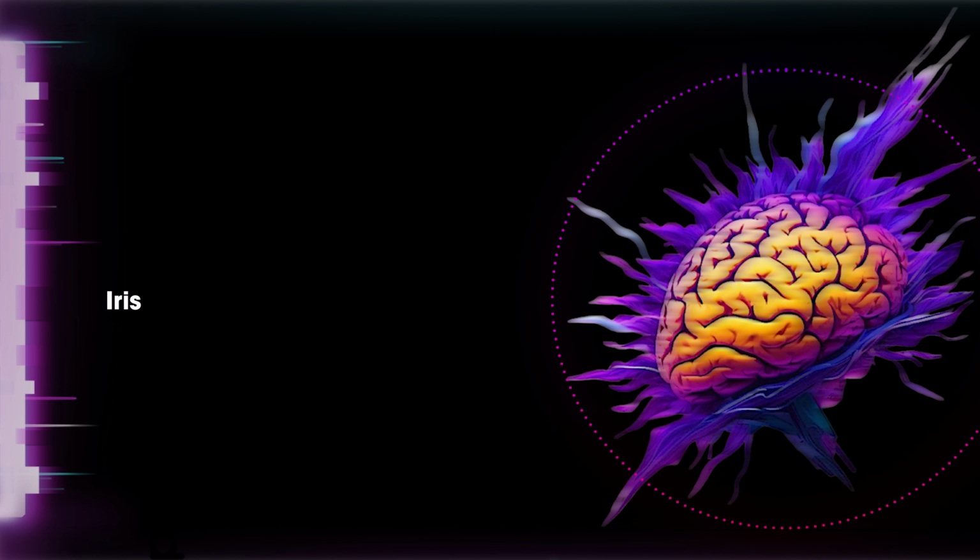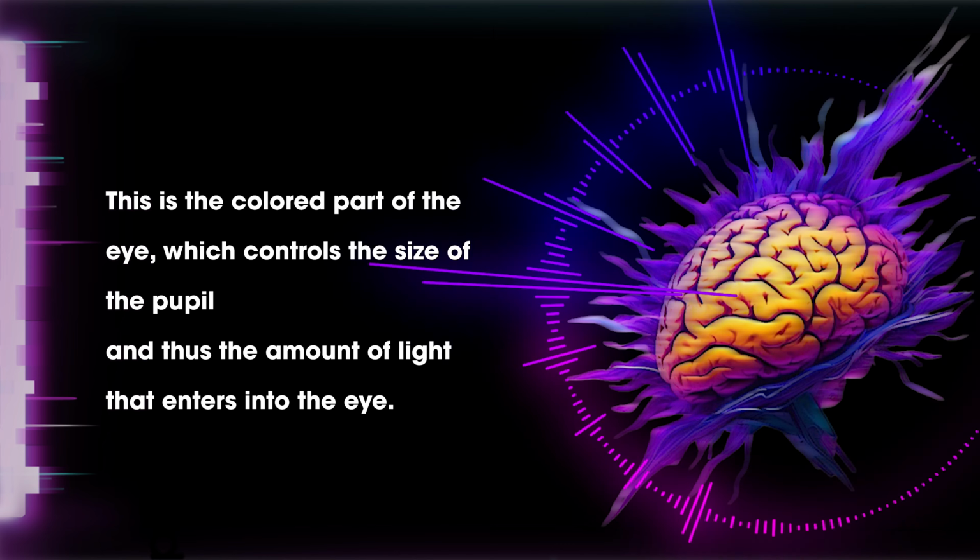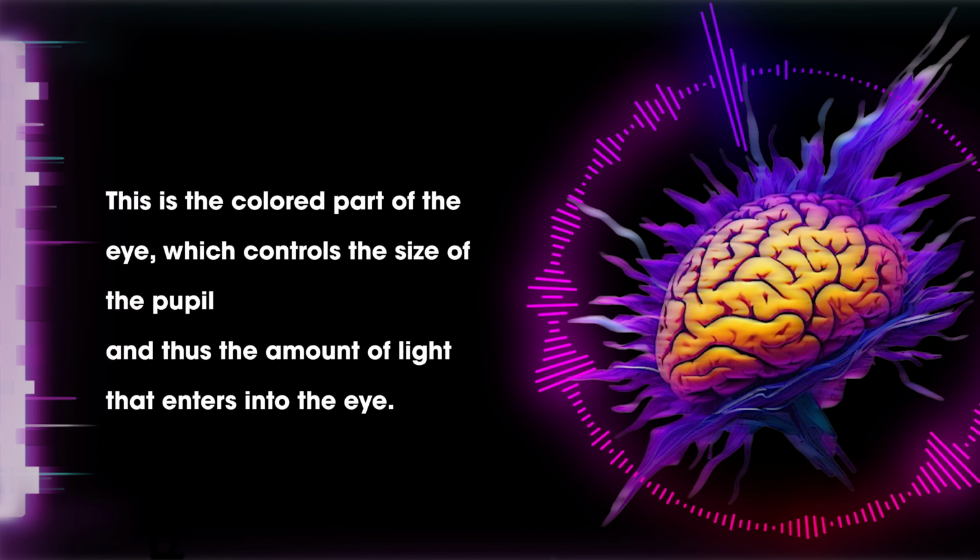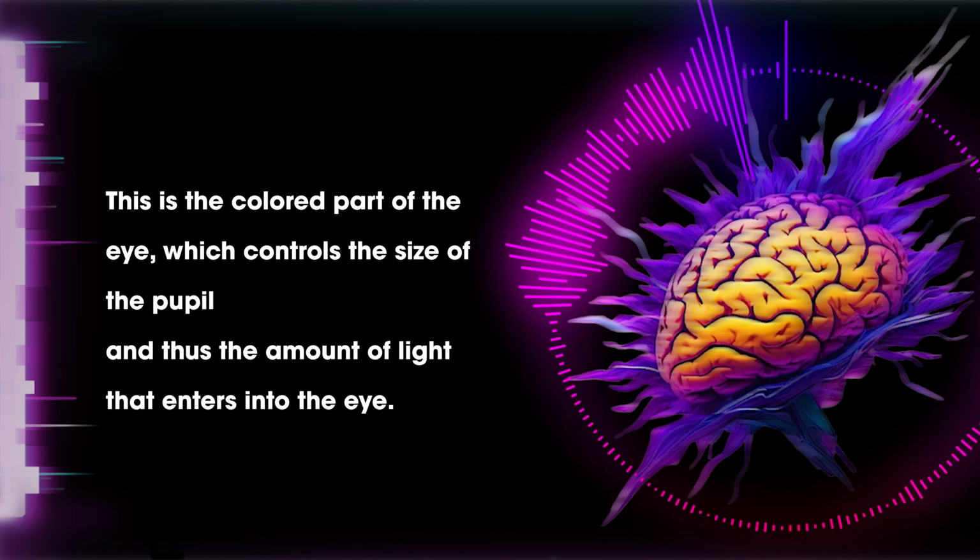Iris. This is the colored part of the eye which controls the size of the pupil and thus the amount of light that enters into the eye.